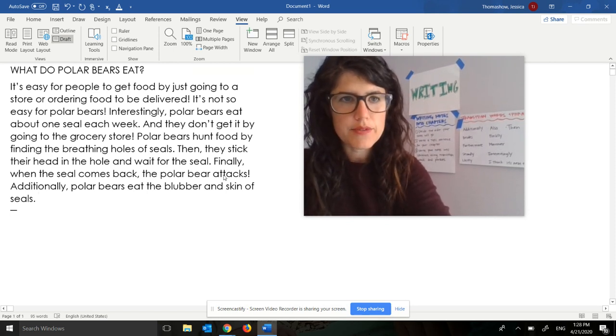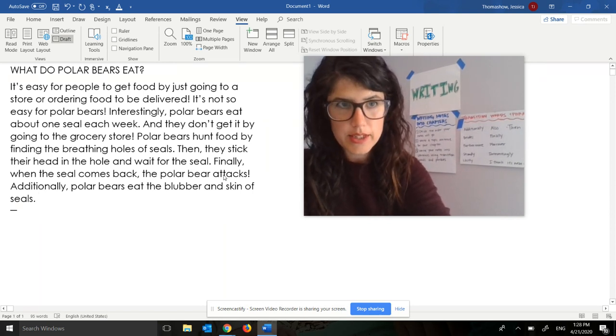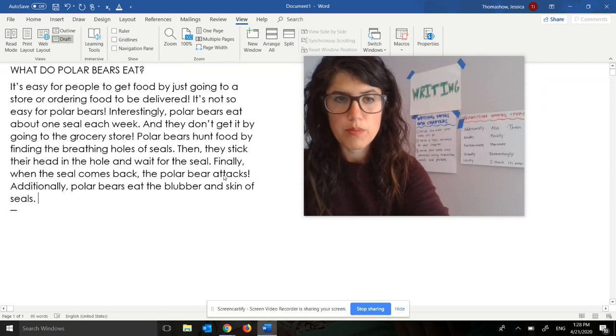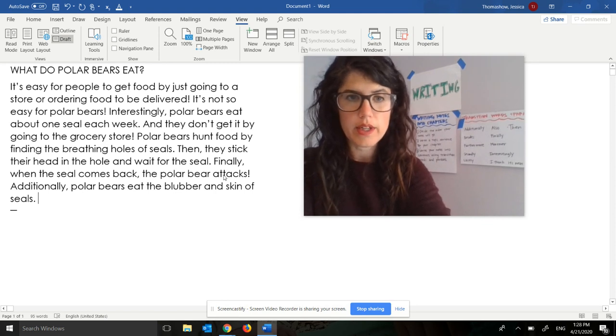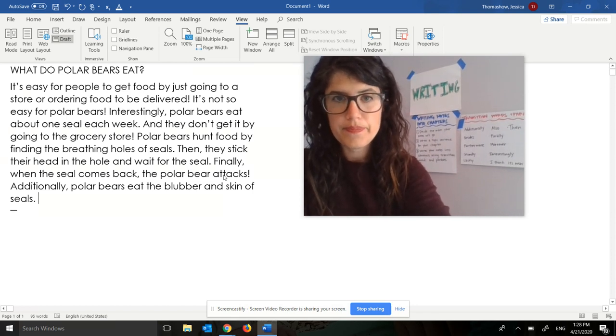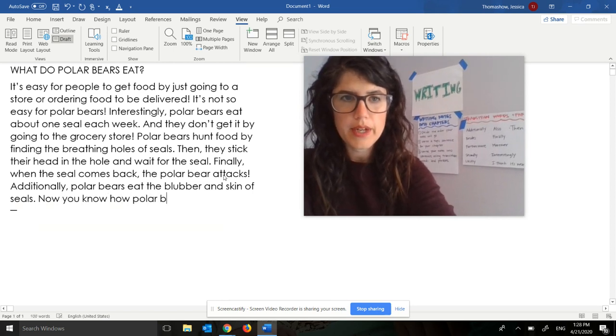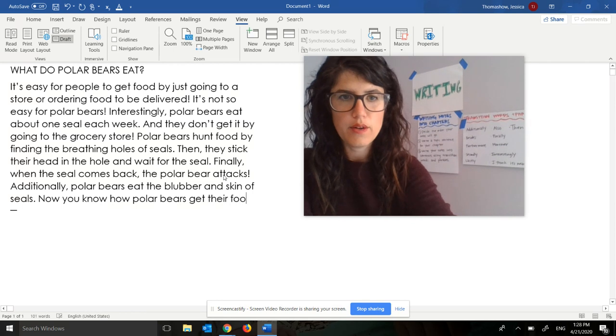What do polar bears eat? It's easy for people to get food by just going to a store or ordering food to be delivered. It's not so easy for polar bears. Interestingly, polar bears eat about one seal each week, and they don't get it by going to the grocery store. Polar bears hunt food by finding the breathing holes of seals. Then they stick their head in the hole and wait for the seal. Finally, when the seal comes back, the polar bear attacks. Additionally, polar bears eat the blubber and skin of seals. I'm just going to end it with something like, now you know how polar bears get their food.